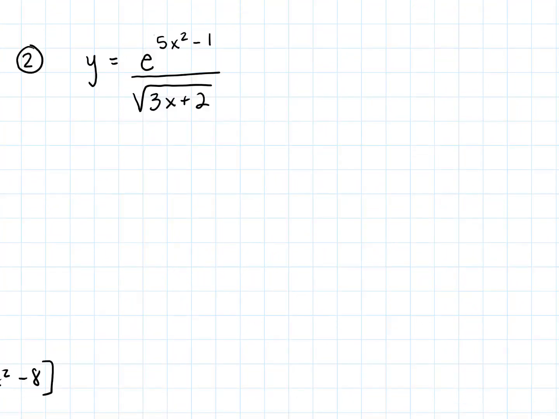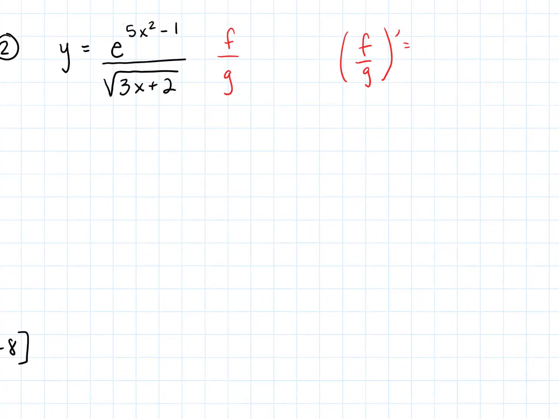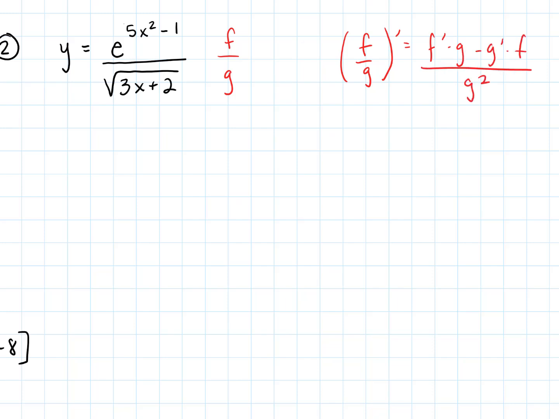All right, let's take a look at another one. So here we have a function that is clearly a quotient. We've got our f over g here. So we'll have to remember the quotient rule to apply this, to take this derivative, remembering that this is going to be f prime times g minus g prime times f over g squared.